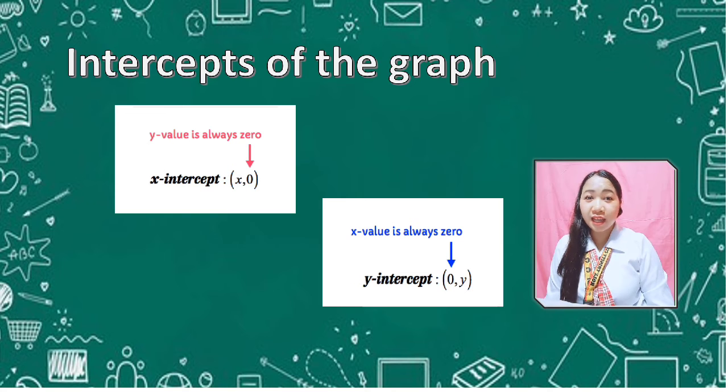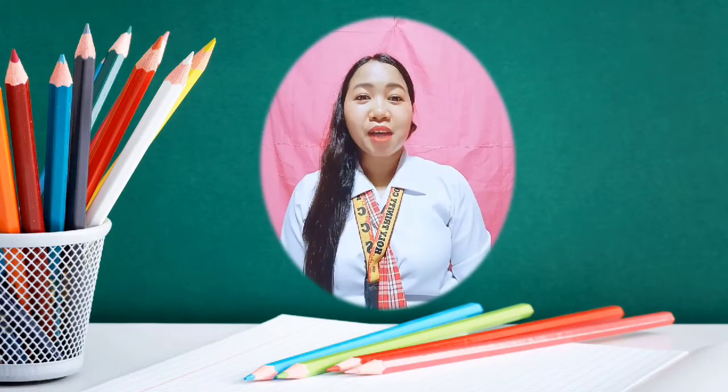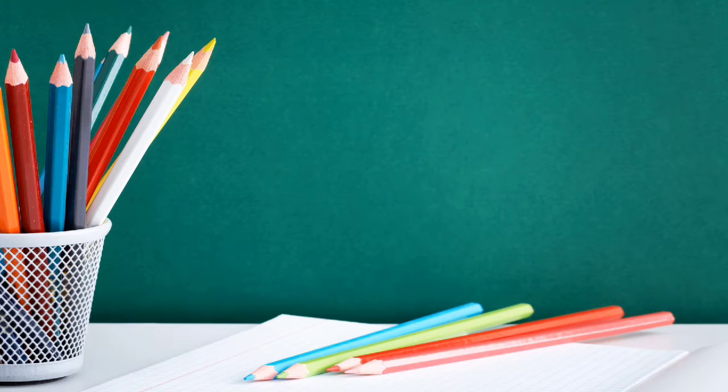Meaning, kung ang hahanapin natin ay ang x-intercepts, the value of y is always 0. And kapag ang hahanapin naman natin ay ang y-intercepts, the value of x is always 0. Now, to demonstrate it further, let's have an example.